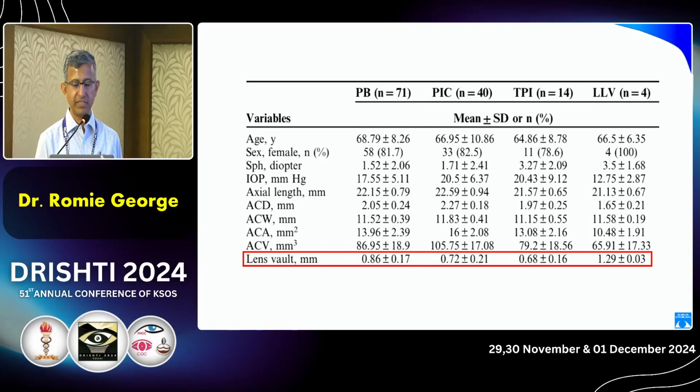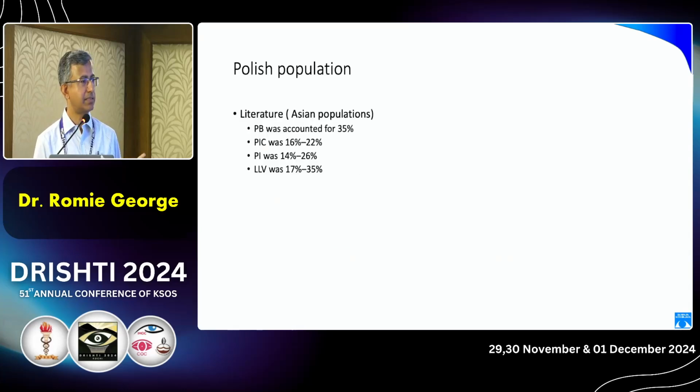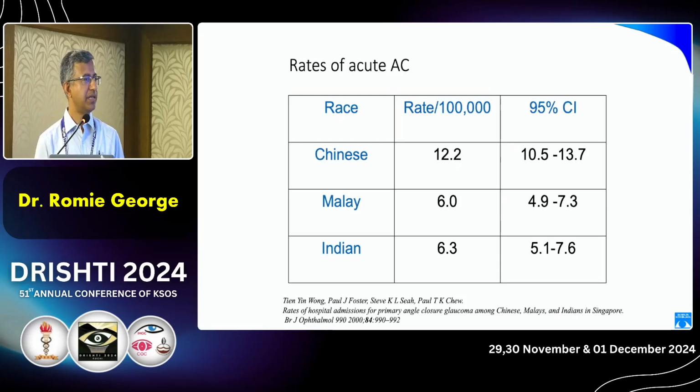But there are 2 caveats here. One, this last paper was from a Polish population, which is Caucasian. The other populations were either Asian or Iranian. And the literature from the Asian population generally tells you that in 35 to 70% of the population, the lens is the primary factor, the lens vault is significant. So do Indians behave like Asians or Caucasians? And that's an interesting question.